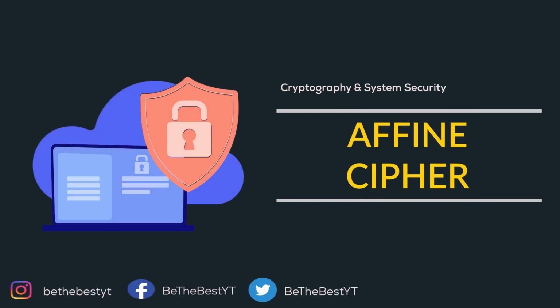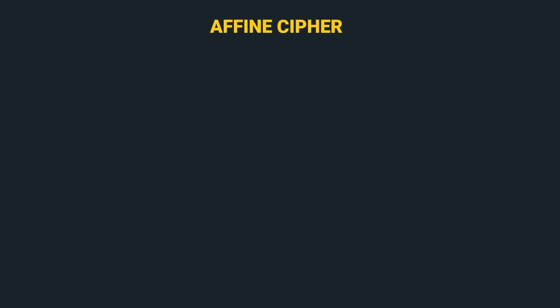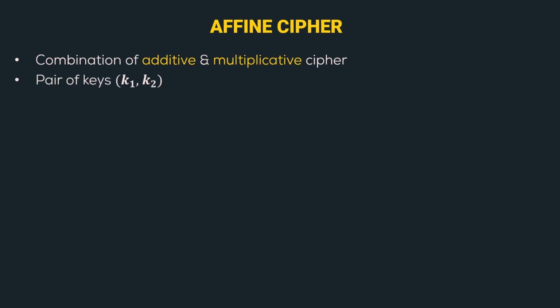In this video, we are going to cover another interesting cipher, that is Affine Cipher. So let's get started. In the previous video, we covered additive cipher and multiplicative cipher. So Affine Cipher is a combination of both these ciphers, that is, it contains addition and multiplication operation. Since there are two ciphers involved here, it uses a pair of keys K1 and K2.